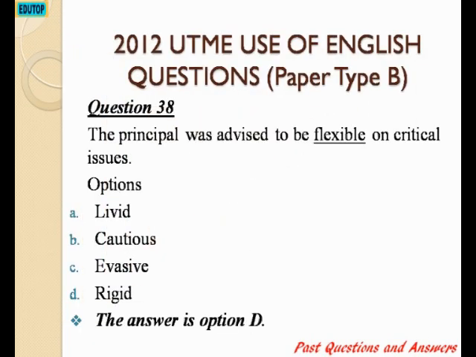Question 38. The principal was advised to be flexible on critical issues. Flexible is the underlined expression, and flexible means capable of bending or being bent, something that is easily changed, or something that is willing to yield to influence. Now options. Option A. Livid. Livid means very angry. We have courteous, evasive, and rigid. The answer is rigid, because something that is rigid is not prone to flexibility, is not prone to being bent. So rigid is the opposite of flexible. We have option D as a final answer.